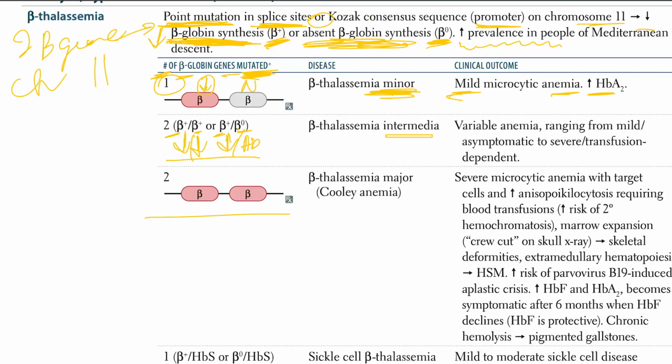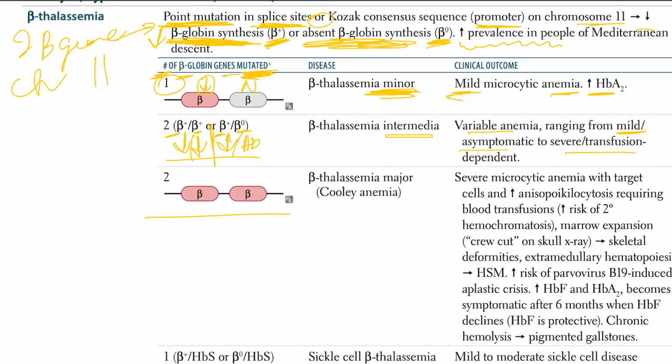In intermedia, you have variable anemia, because the disease itself is variable, right? Ranging from mild asymptomatic to severe transfusion dependent anemias.